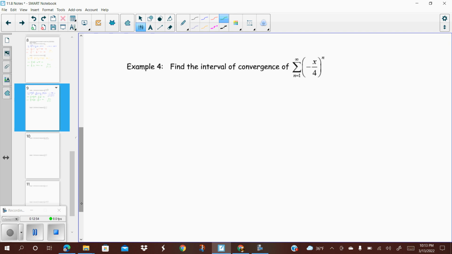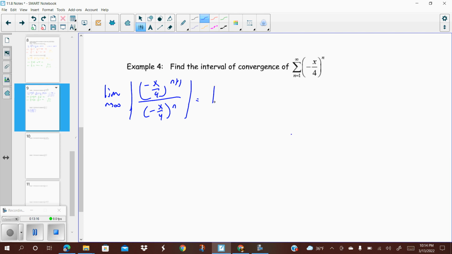Okay, we actually did this one up in the top, but I will go ahead and at least redo the interval part. The limit as n goes to infinity of negative x over 4 to the n plus 1 over negative x over 4 to the n. Reducing that is going to give us the absolute value of negative x over 4. Absolute value will get rid of the negative sign, so that means my limit is the absolute value of x over 4, which once again we want to be less than 1.